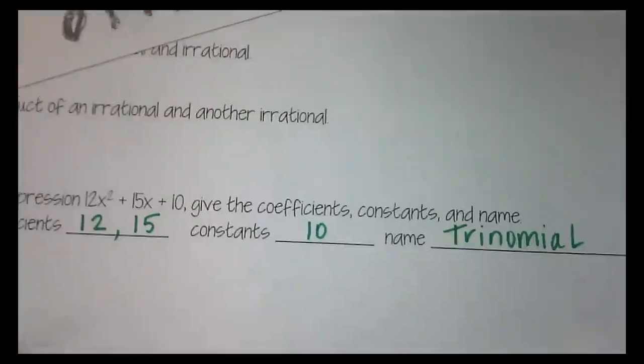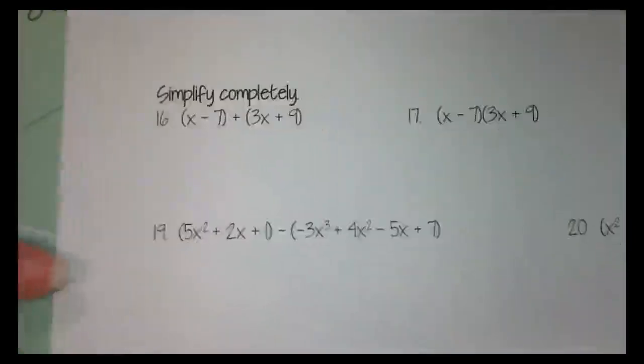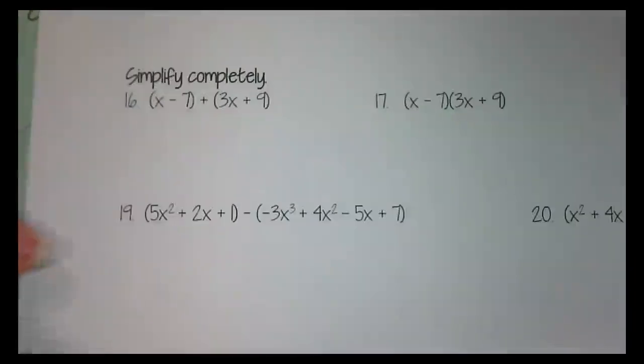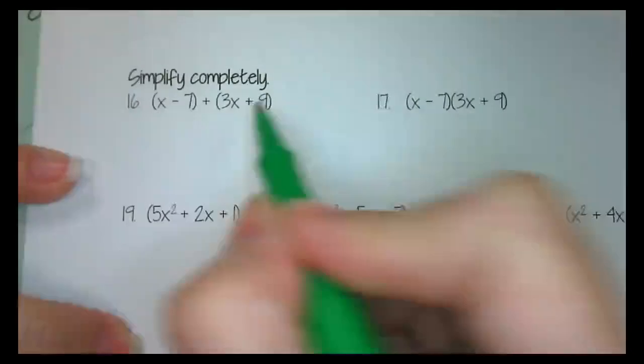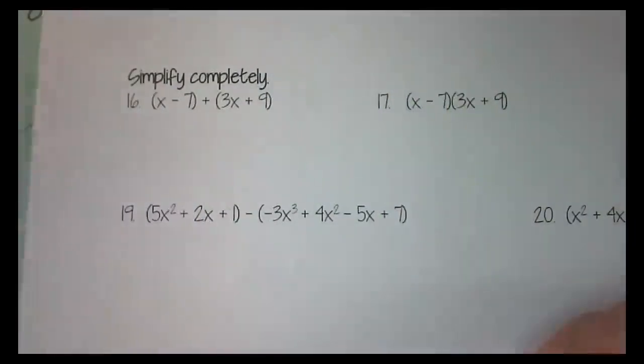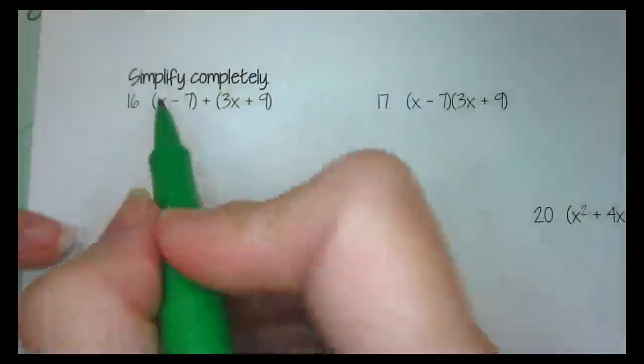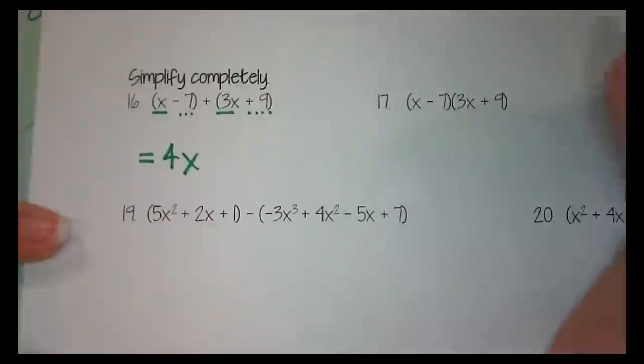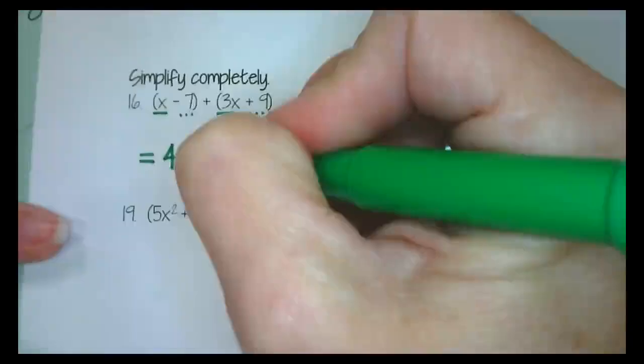All right, moving on to page 2. All right, so now it looks like we are doing polynomials. All right, so here's addition. So I know whenever I add polynomials, just like when I add square roots and fractions and so forth, I have to have like terms. So it looks like we can add those together and we can add those together. So this looks like x plus 3x would be 4x. Negative 7 plus 9 would be plus 2.